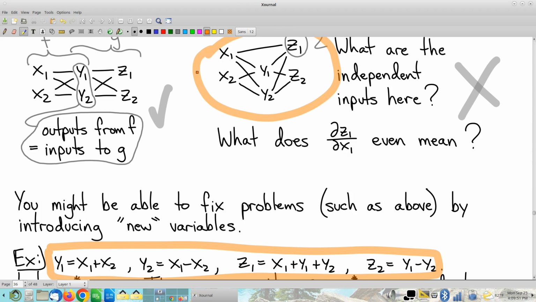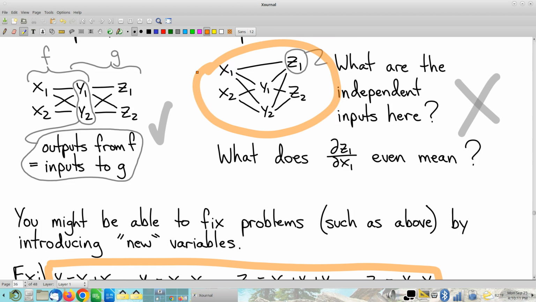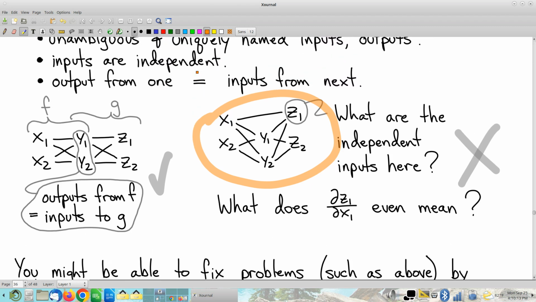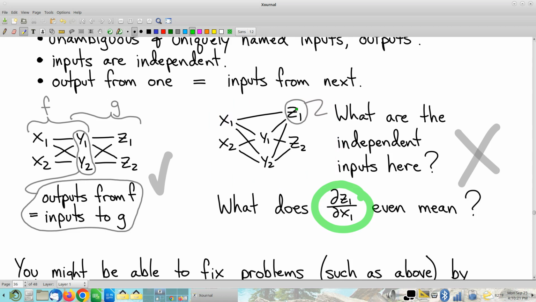That is not a composition of functions as written. We don't have a chain rule for a random diagram that you write down from some equations. We just don't have that. We have a chain rule for compositions of functions. So in a scenario like this, we don't have a rule for this, and in fact, it's not even clear what this means. What does it mean to take the partial of z1 with respect to x1?